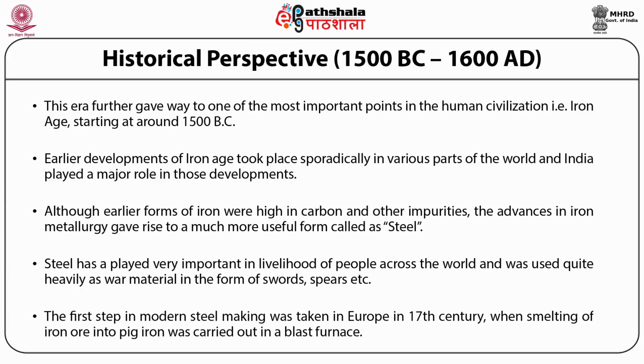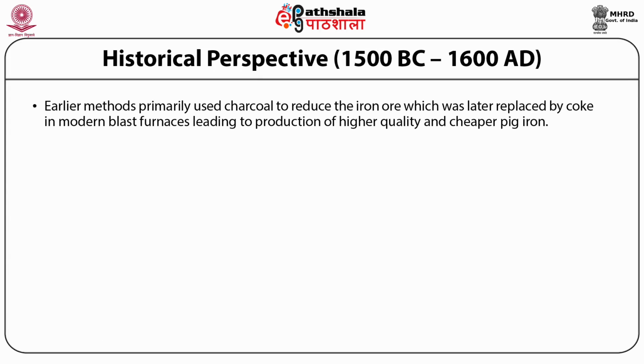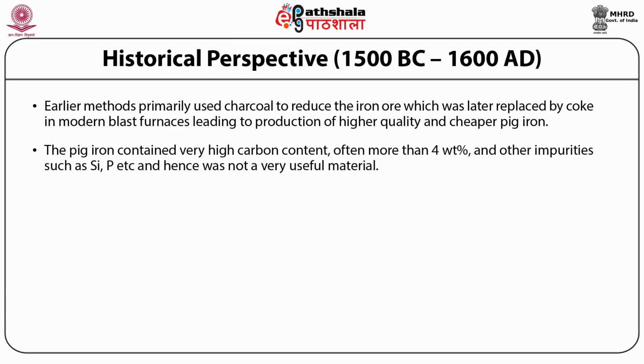The first step in modern steel making was taken in Europe in the 17th century when smelting of iron ore into pig iron was carried out in a blast furnace. Earlier methods primarily used charcoal to reduce the iron ore, which was later replaced by coke in modern blast furnaces. This led to the production of higher quality and cheaper pig iron. The pig iron contained very high carbon content, often more than 4 weight percent, and other impurities such as silicon, phosphorus, etc., and hence was not a very useful material.